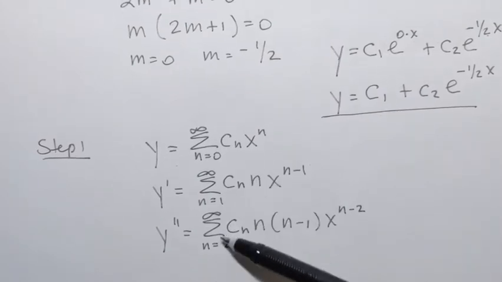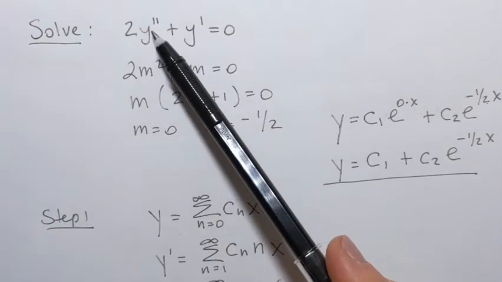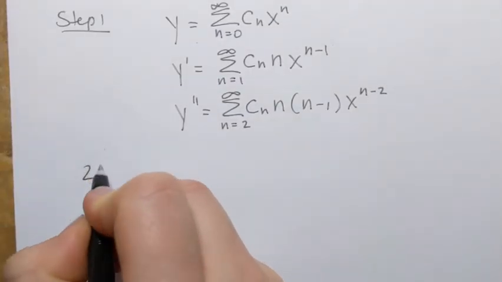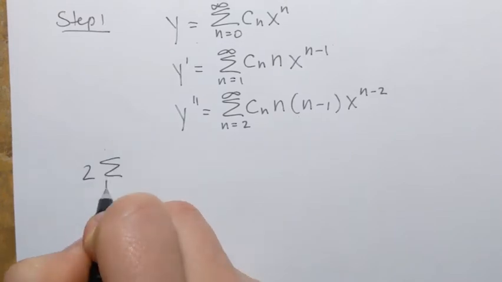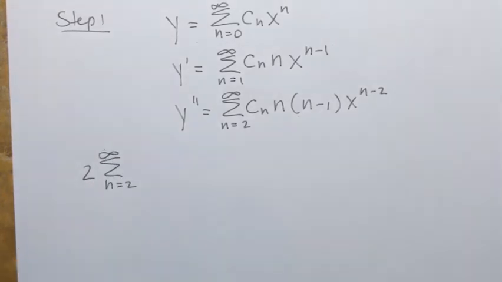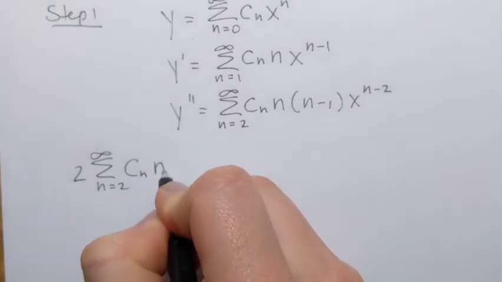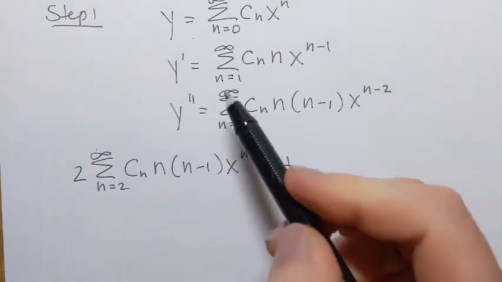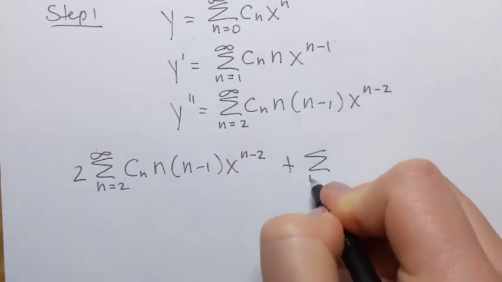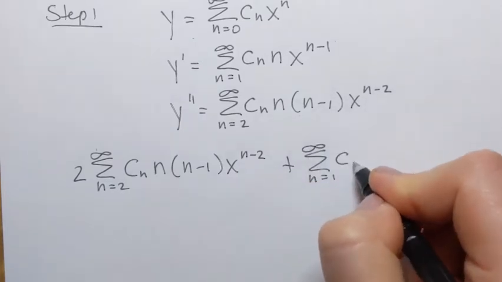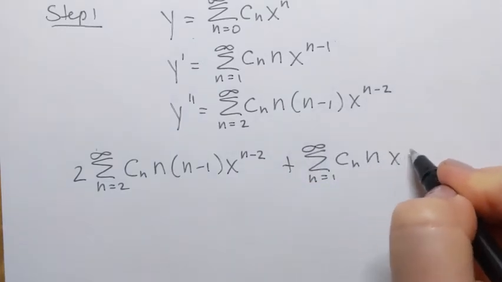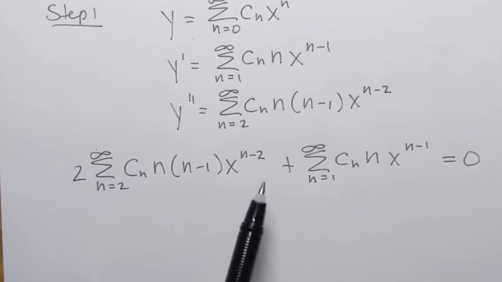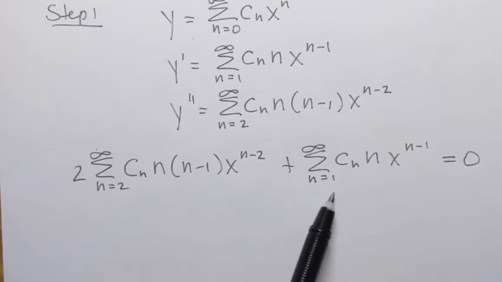Okay, now I'm ready to plug this into the equation. So the equation is 2y double prime plus y prime equals 0. So 2 times y double prime, it's going to be 2 summation, n goes from 2 to infinity, c sub n times n times n minus 1 times x to the power n minus 2, and then plus y prime. So summation n goes from 1 to infinity, c sub n times n times x to the power n minus 1 equals 0. And the next step is to combine like terms. In other words, we want to add those two series.